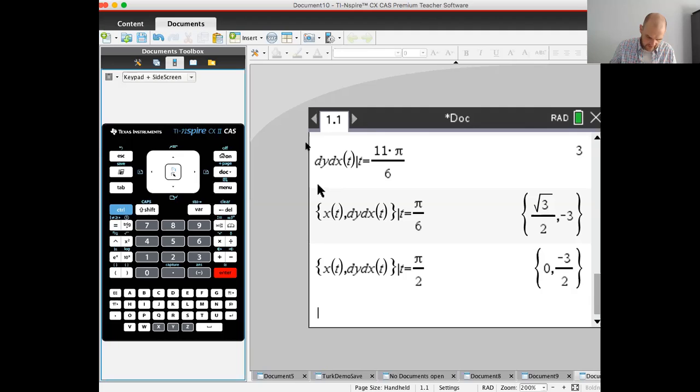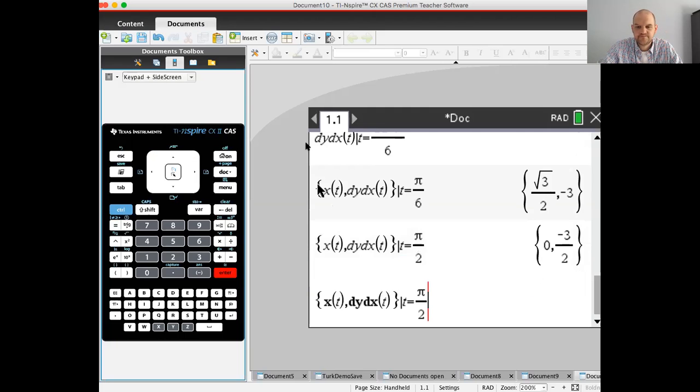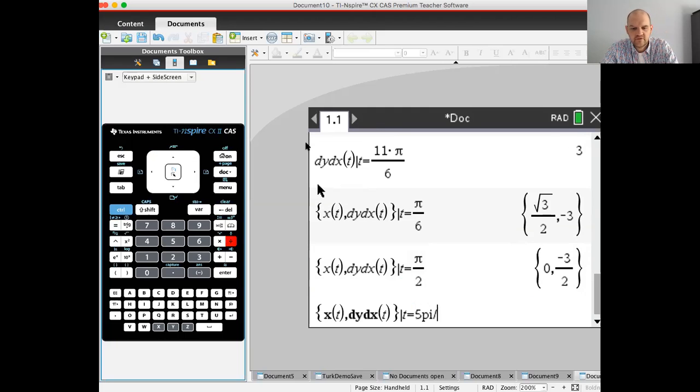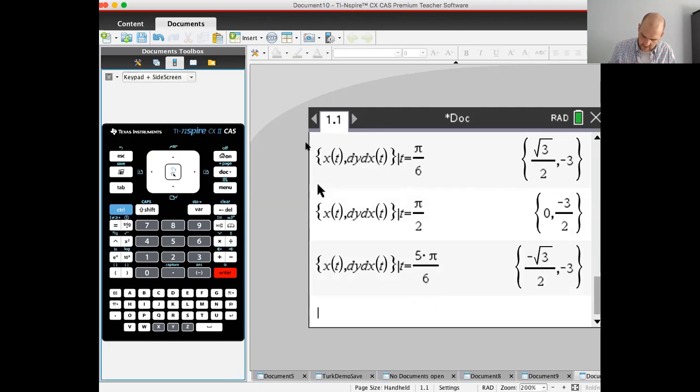At 5 pi over 6. There aren't that many. There aren't that few, but 5 pi over 6. So it's going to be -3x plus radical 3 over 2. Not bad.